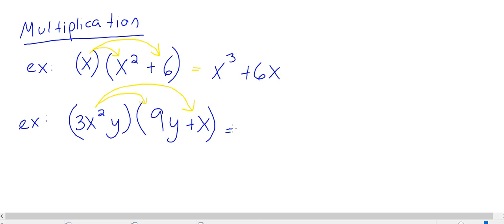3x squared y times 9y. So we're going to multiply the two numbers. We're going to multiply the 3 times the 9. 3 times 9 is 27. The x squared, there's nothing we can multiply that by. And the y times the y, we can multiply those two parts by each other, and that becomes y squared. Next we're going to multiply the 3x squared y by the x. So 3x squared y times x is, so this is plus 3. We have an x squared and an x, so we can multiply those because they have the same base. 3x cubed y, and this is the answer to the question: 27x squared y squared plus 3x cubed y.